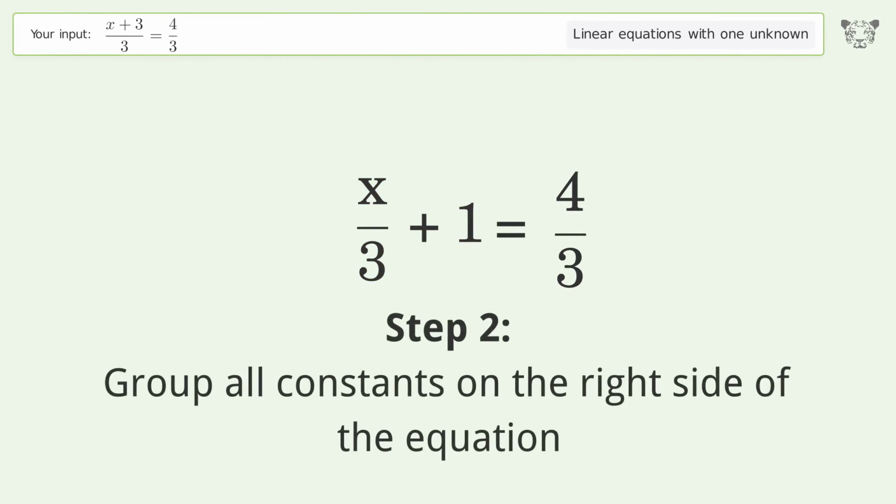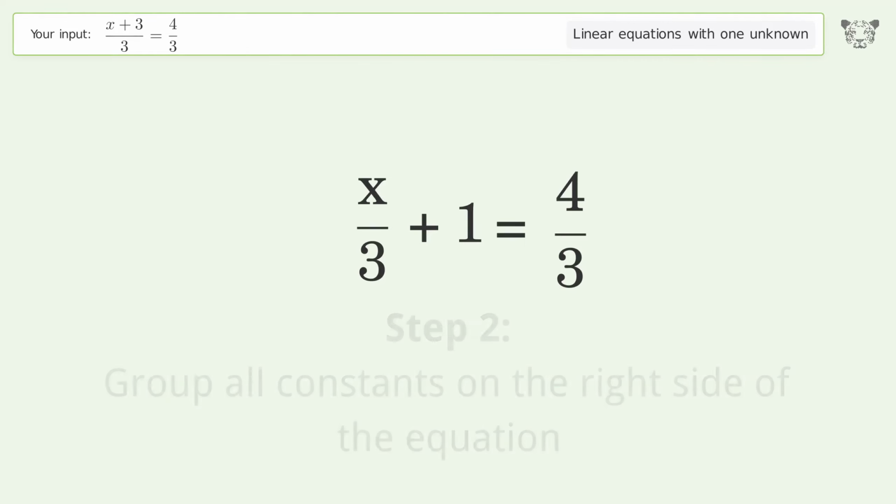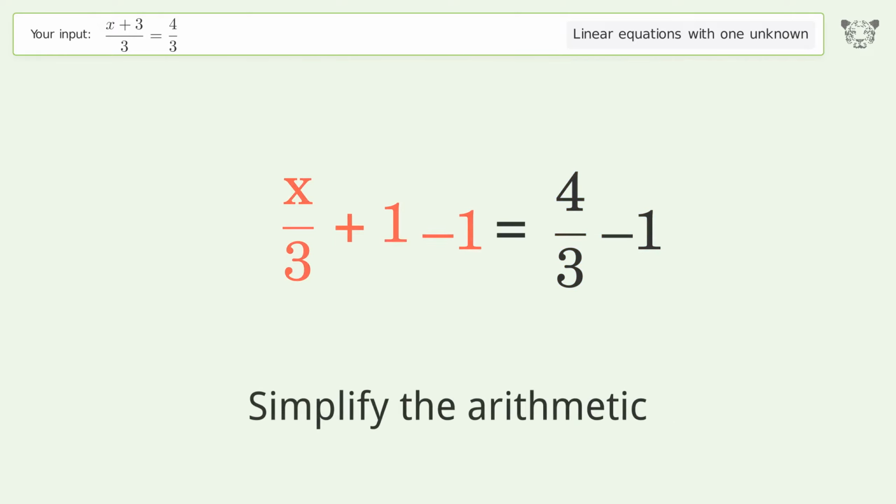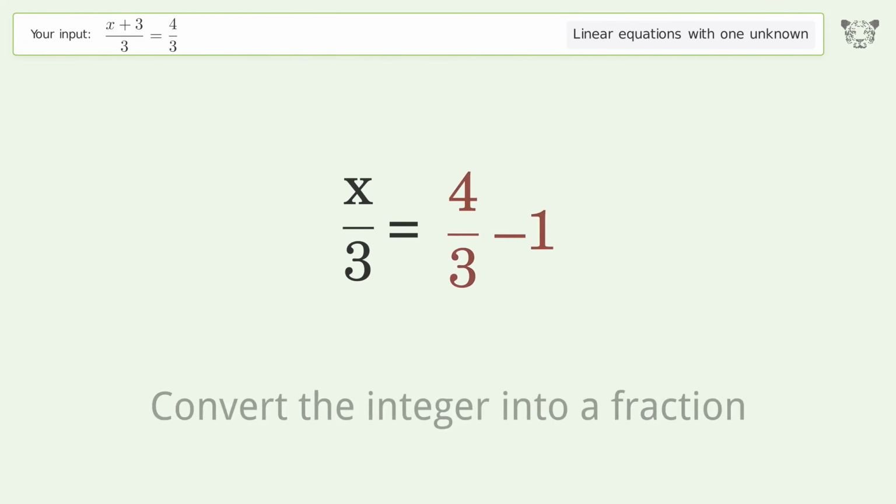Group all constants on the right side of the equation. Subtract 1 from both sides. Simplify the arithmetic. Convert the integer into a fraction.